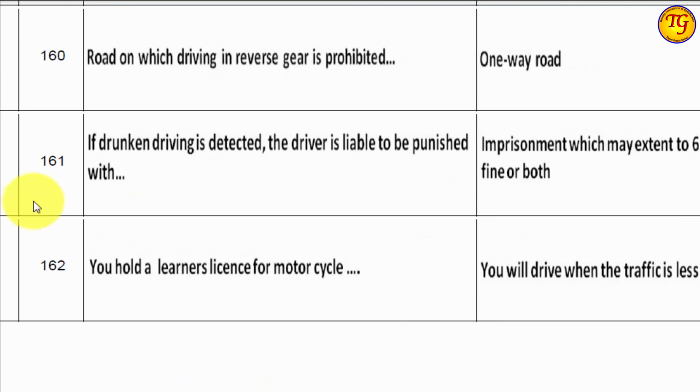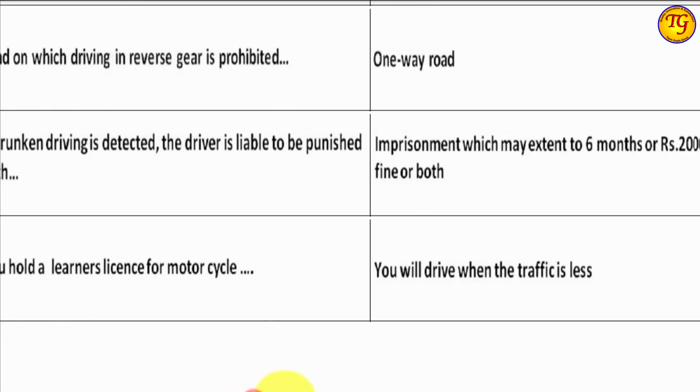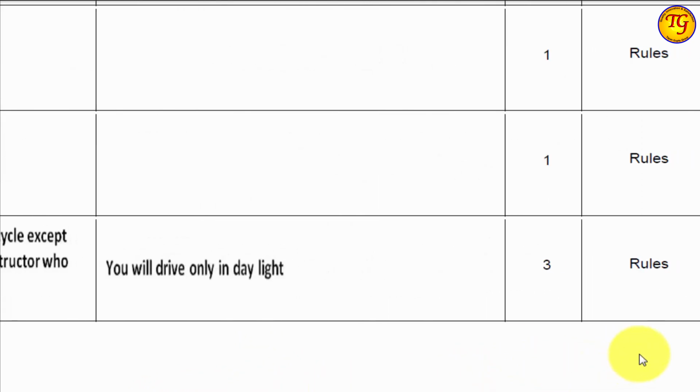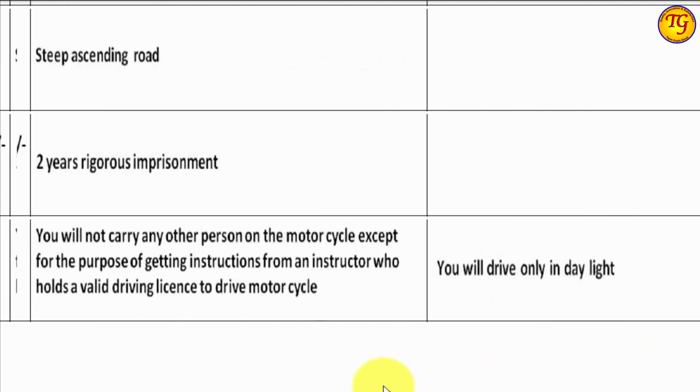Question number 161. If drunken driving is detected, the driver is liable to be punished with imprisonment, which may extend to 6 months or rupees 2,000 as fine or both. So I think option number 1 is the correct one. Yes, option number 1 is the correct one.